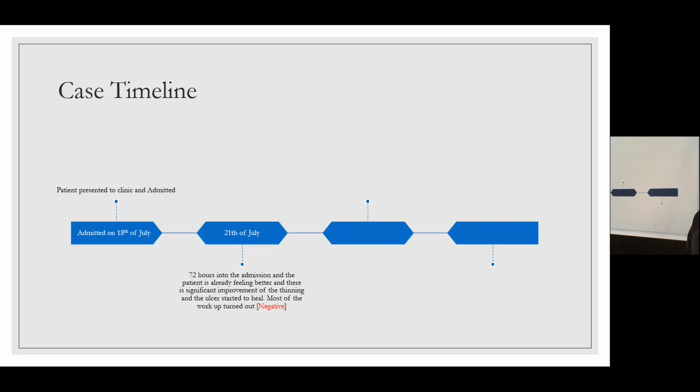So then we time skip to the 4th day of admission. So 72 hours into the admission, the patient is already feeling better. And under the slit lamp examination, the ulcer is starting to heal, and there's improvement of the thinning. And most of our workup showed up negative, especially the PPD and CT excluding TB.